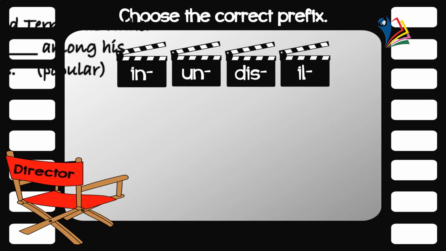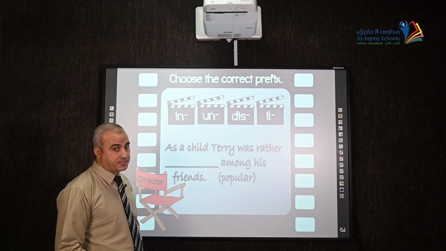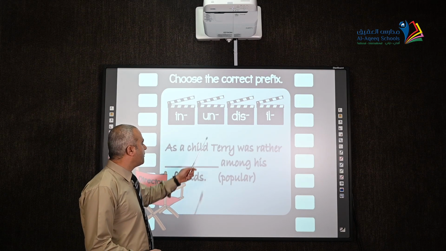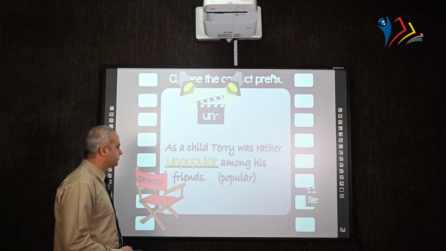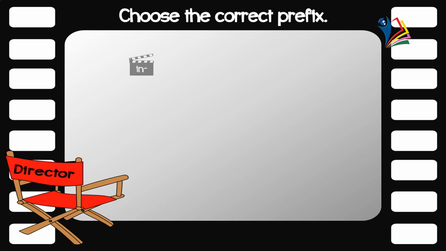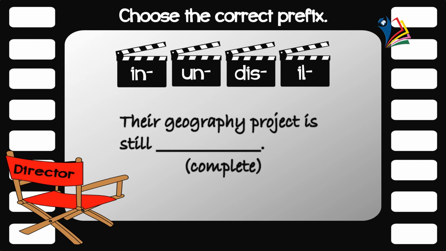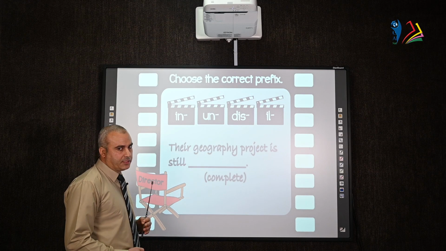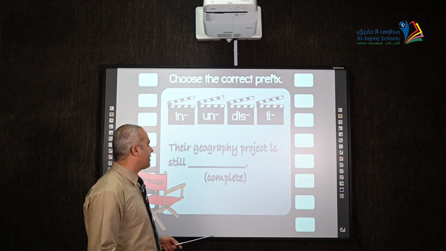Also: in, un, dis, il. As a child, Terry was rather unpopular among his friends. Popular, the negative prefix here is un: unpopular. Their geography project is still incomplete. We want to change it into a negative, or use a negative prefix. Here we use in: incomplete.